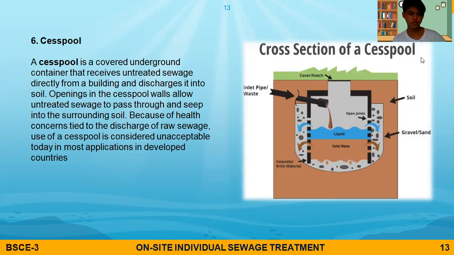Next is the cesspool. A cesspool is a covered underground container that receives untreated sewage directly from a building and discharges into the soil. Openings in the cesspool walls allow untreated sewage to pass through and seep into the surrounding soil. Because of the health concerns tied to the discharge of raw sewage, use of cesspools is considered unacceptable today in most applications in developed countries.